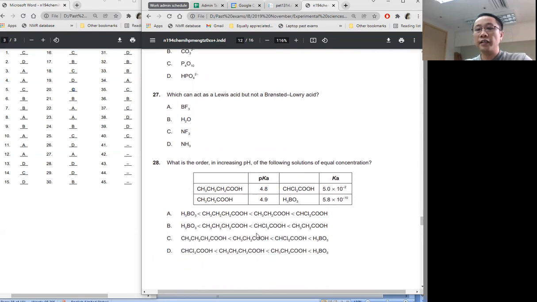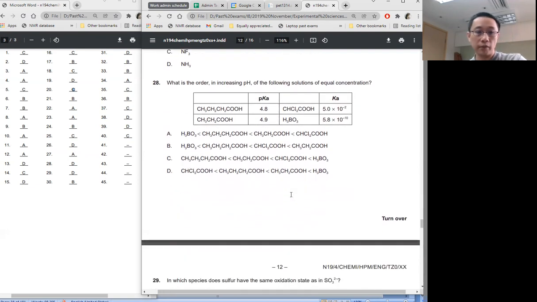27, a species that can act as a Lewis acid but not a Bronsted-Lowry acid. The boron species should be the correct answer, because the boron atom within these covalent compounds is typically electron deficient. Boron typically only has 6 electrons within its outer shell in its compounds, and this boron can form a dative covalent bond with a suitable Lewis base. And it's not a Bronsted-Lowry acid because it doesn't even have a hydrogen that can be donated as a proton. Therefore, 27 is A. Next question, 28, is about comparing the strengths of acids.